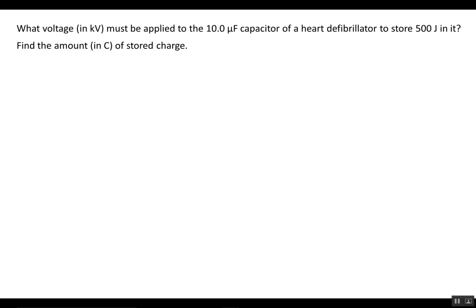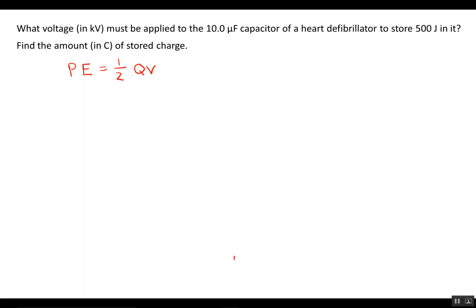All right, last problem here. What voltage in kilovolts must be applied to a 10 microfarad capacitor of a heart defibrillator to store 500 joules of energy in it? Okay, so to answer this question, we need to know the connection between the energy stored on the capacitor, how much charge is stored on the capacitor, and capacitance. So one way to write the potential energy that's stored on the capacitor is that energy is equal to 1/2 Q, the charge on the capacitor, times V, the voltage at which that charge is stored.